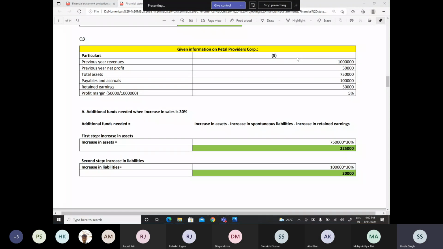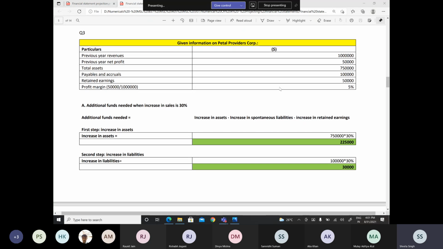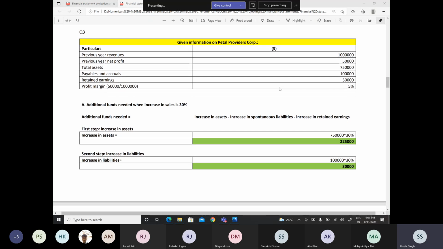Okay, great. So I was just rattling out the data that is already given in the question, and it has been repopulated here so that in the solution you have the complete thing. Now what we need to calculate is the additional funds required when the increase in sales is 30%. That means when we have to increase sales by 30%, then of course we will increase our assets by 30% also to increase our sales.